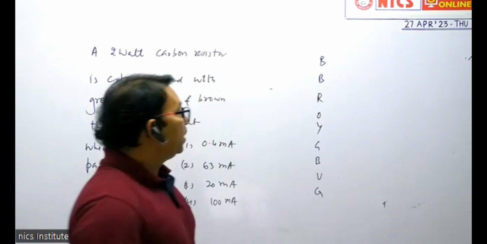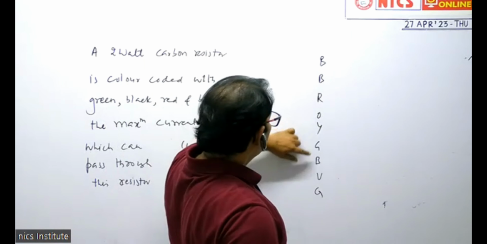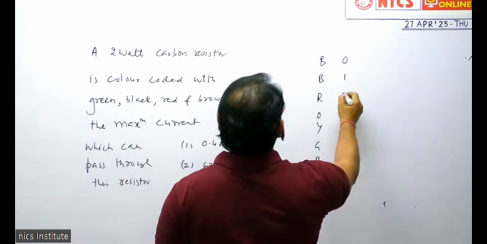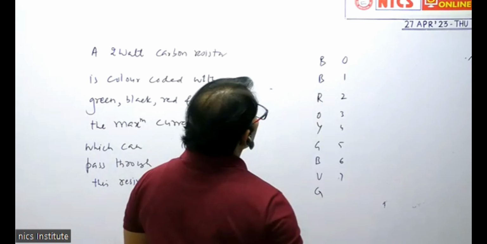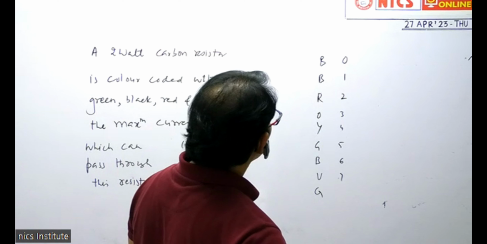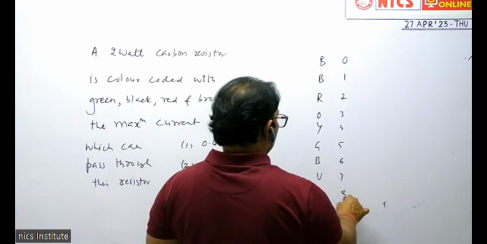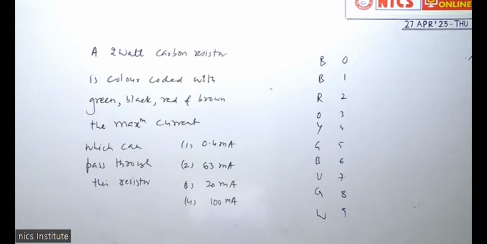It is like this: BB Roy, Great Britain, very good wife. BB Roy, Great Britain, very good wife. And the color coding starts like this, from digit 0: 1, 2, 3, 4, 5, 6, 7, 8 and 9. Just note it down. Color coding of resistors. Each color has a number or a digit assigned to it.